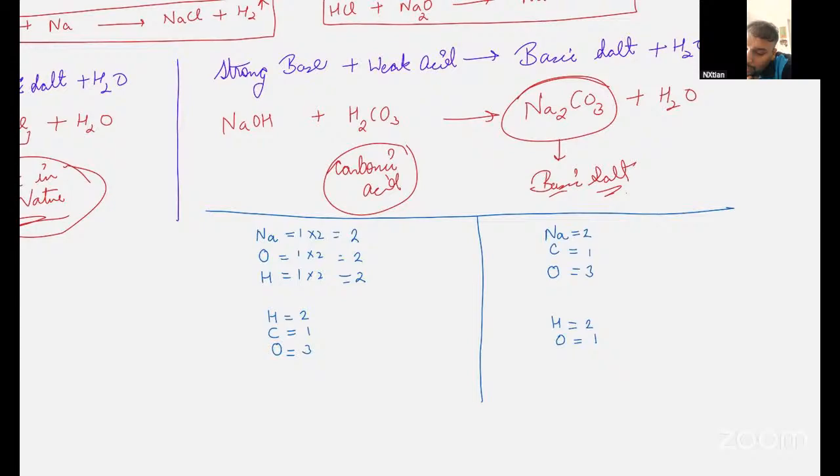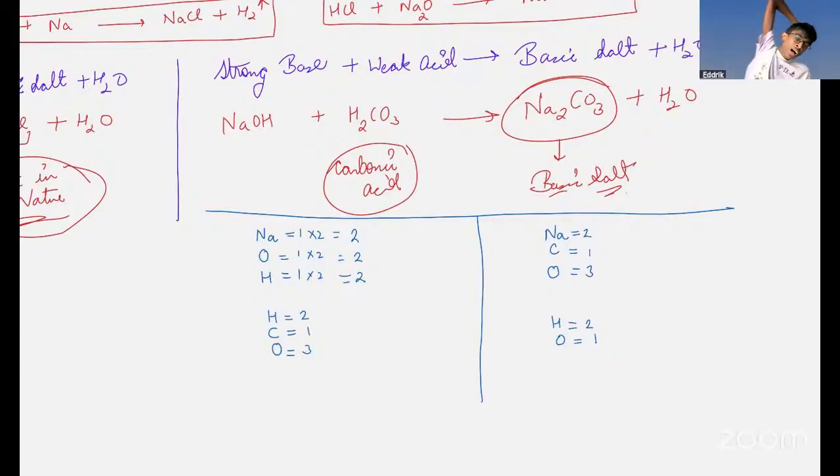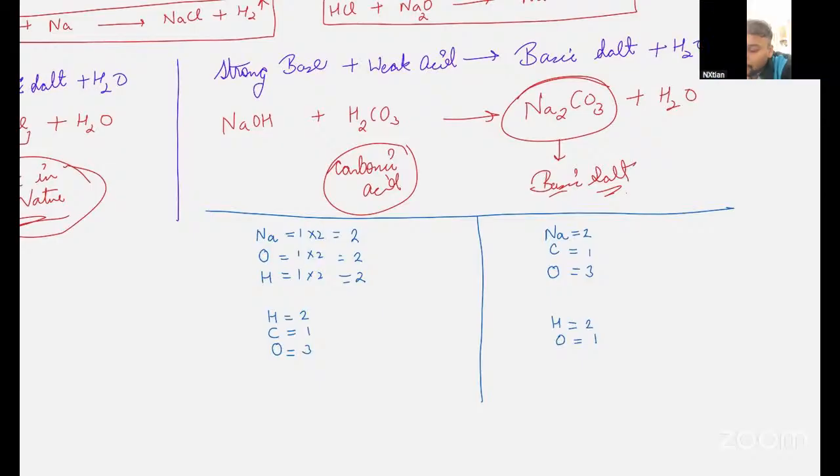Na2CO3, Na2H2CO3. Okay. But I have to multiply this also, because it will become 5. Now multiply this H2O. Yeah, I will multiply it by 2. Okay, so it will become 4 and it will become 2.